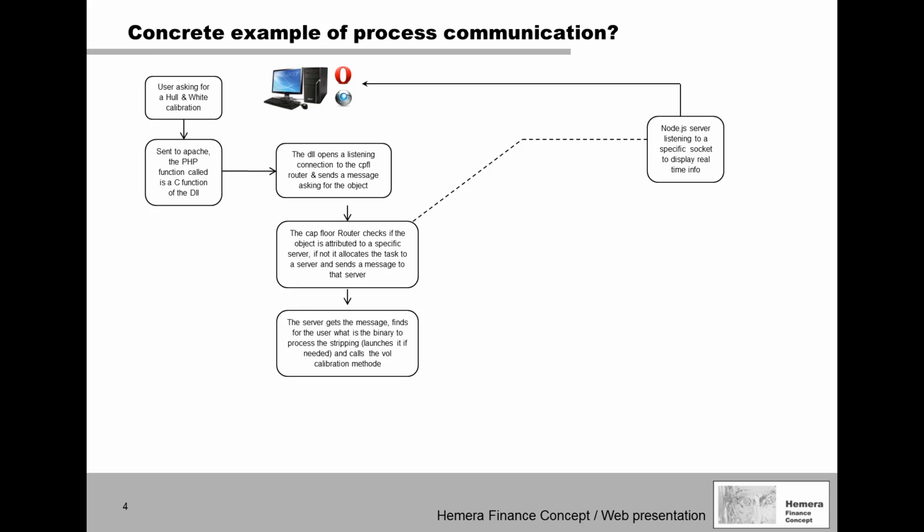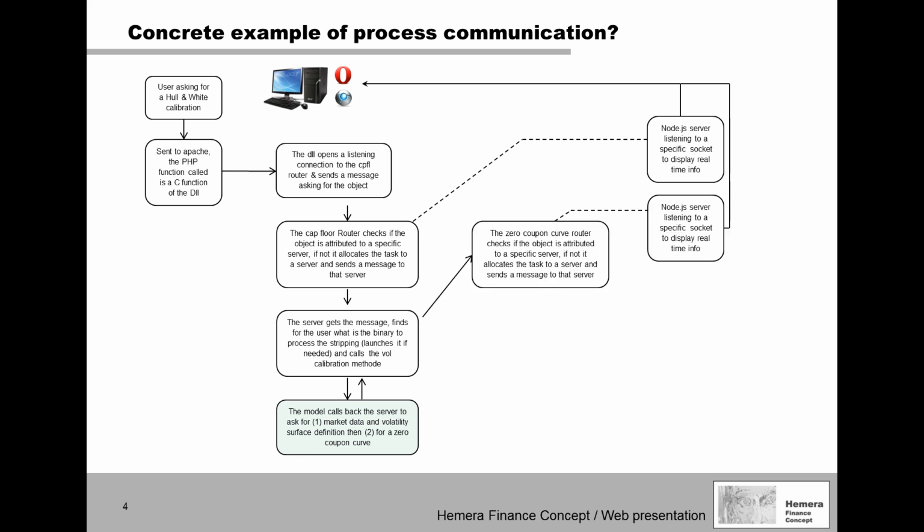The server asks the processing scheme for the name of the executable to do the job in the given context. The server launches the executable if needed and asks it to perform the stripping. The quantitative module asks back for the volatility surface definition and for the market values of its components, but also for a zero coupon curve. The server then asks the zero coupon curve router for the stripped zero coupon curve. The router checks if the zero coupon curve has already been attributed to a server. If not, it attributes the object to an idle server and sends it the job to be done.